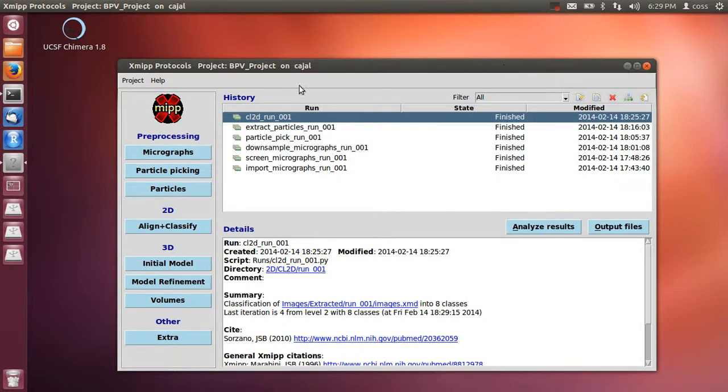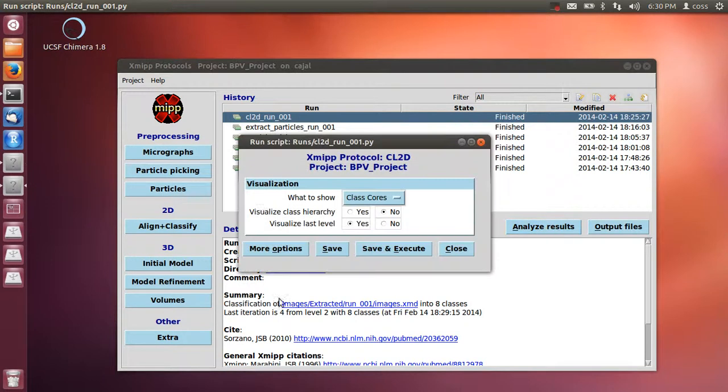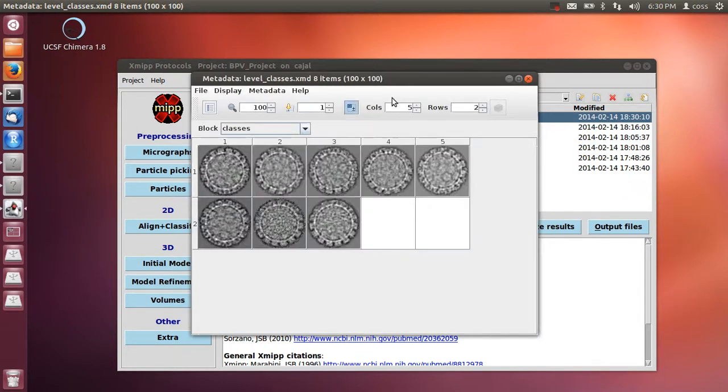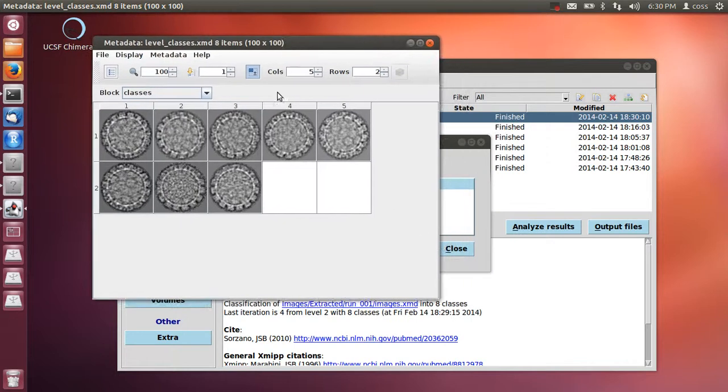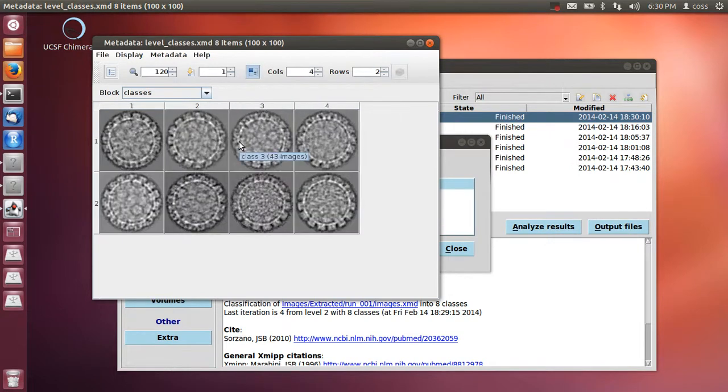So we have just finished calculating our CL2D analysis. So we may go directly to, let's analyze the classes first. So we see these classes here. So this is a summary of the data that we have in our dataset.